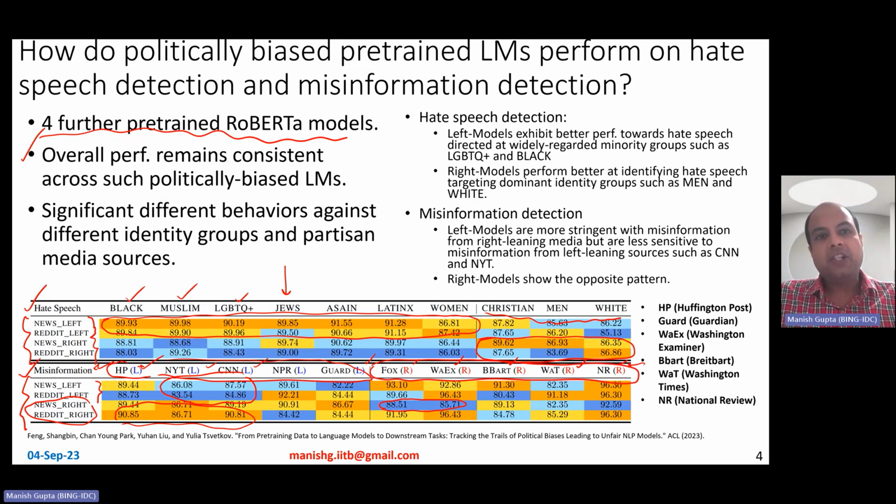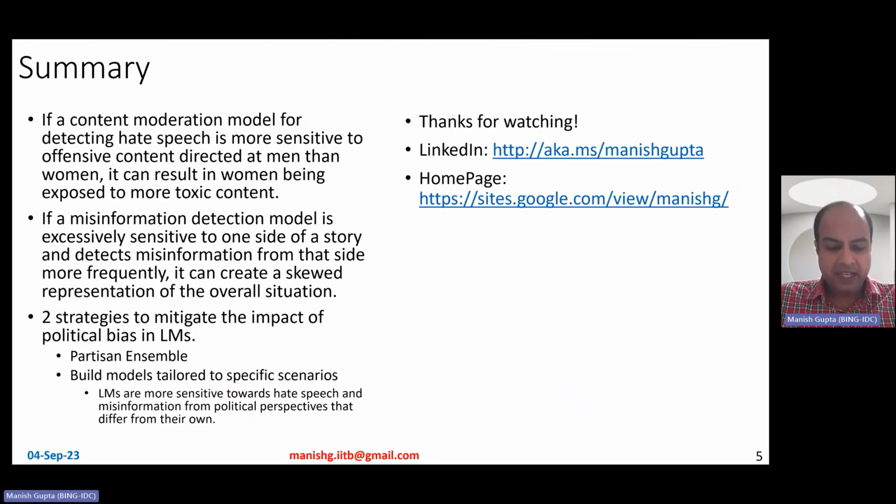Okay. So in short, yes, pre-trained language models do exhibit different political biases. And when you fine-tune them specifically for hate speech detection or misinformation detection, those biases do show up when you look at subclass-level behaviors. But the good news is that overall performance across these downstream tasks remains consistent. Now, the subclass differences can have implications.